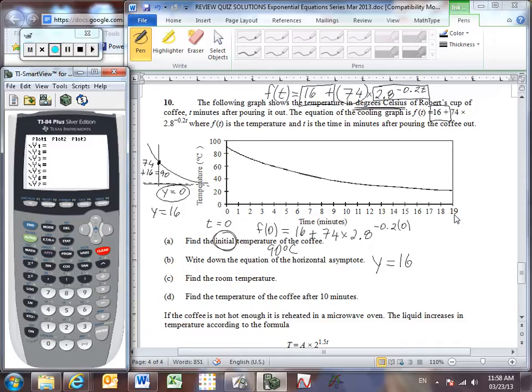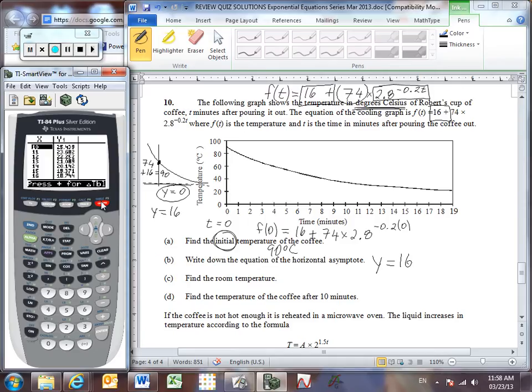So what we could do then is put in our function 16 plus 74 times 2.8 to the power of negative 0.2x. Oops, oh damn it. How many times has that happened to you, right? Let's see, 16 plus 74 times 2.8 to the power of negative 0.2 times, and that's all I got to, wasn't it? So let me just change the times into an x. That's going to be fine. Of course, that means multiplication. And now I'm going to look at the table.